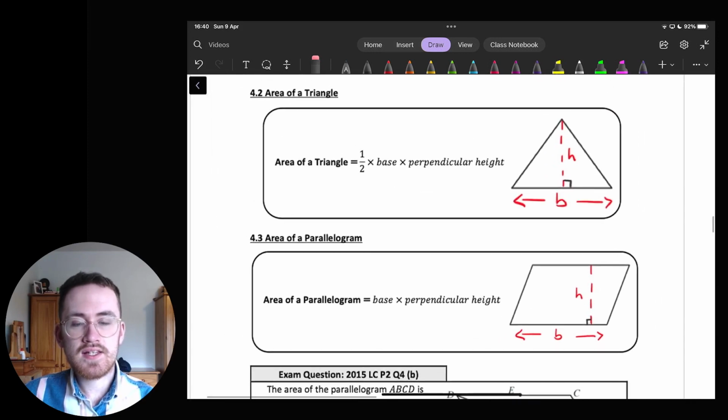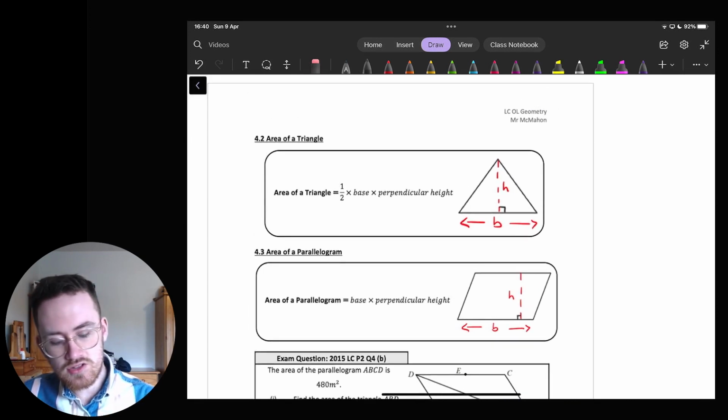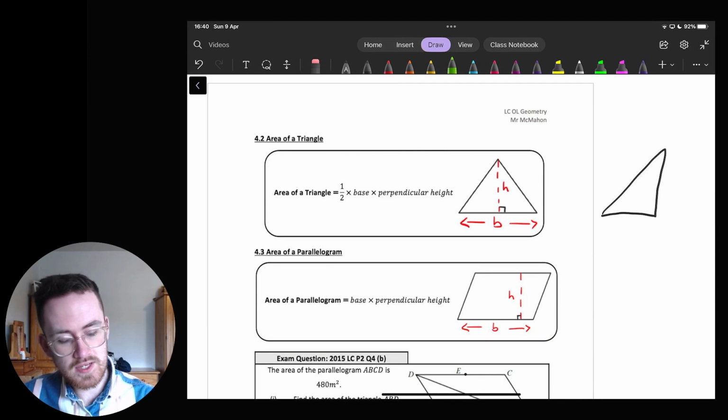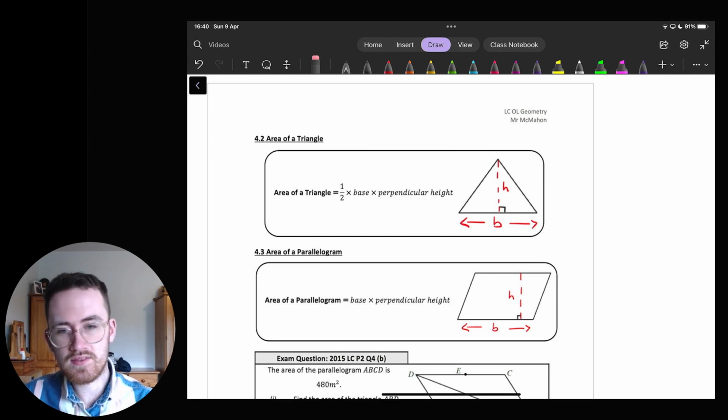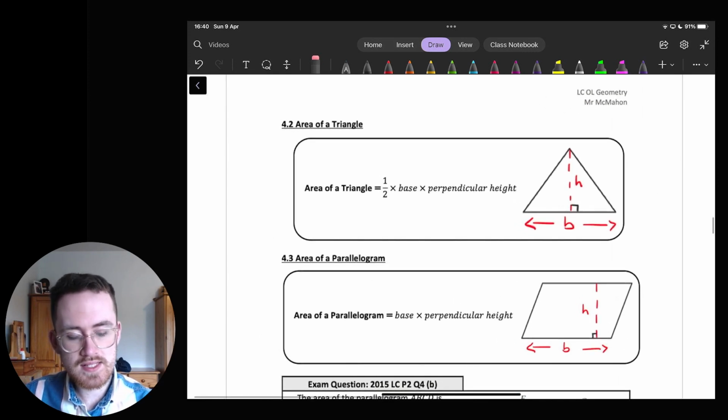The area of a triangle is half by the base by the perpendicular height. The area of a parallelogram is base by perpendicular height. The only extra part here with your triangle is that if we have a triangle like this, then your perpendicular height can be on the outside. It is the height from the top point straight down to in line with the base, so that it is perpendicular with the base. You can't just draw a line like that because that's not perpendicular to the base. So that's the only area that can cause issues.